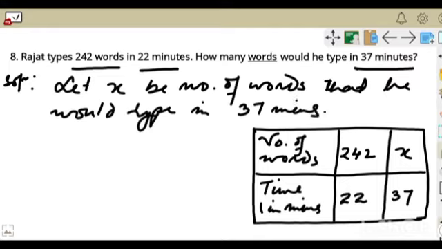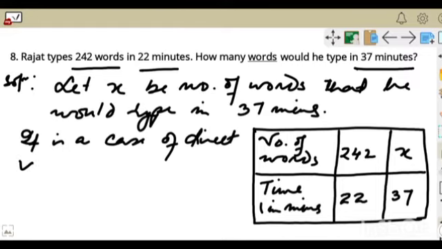Okay, so we know that if more number of words are typed, then more time will be taken. If the number of words is less, then definitely the time also will be less. So these two are in what? Direct variation. I'll write here, it is a case of direct variation.